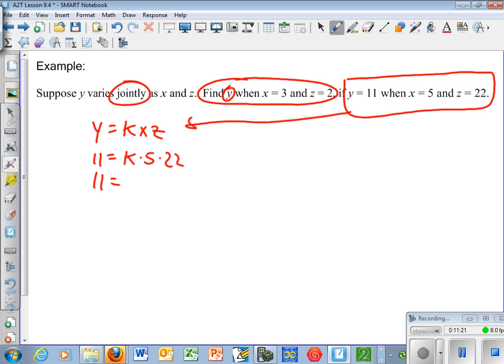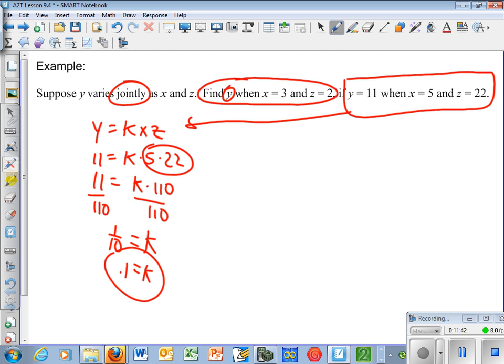So if I actually multiply those, I get 110, so it's k times 110. If I divide both sides by 110, k is 1/10, or 0.1. You can use the decimal if you want. So now what we're going to do is we're going to take that up here. We go into our general form. Y equals kxz, so we now know it's y equals 0.1xz.